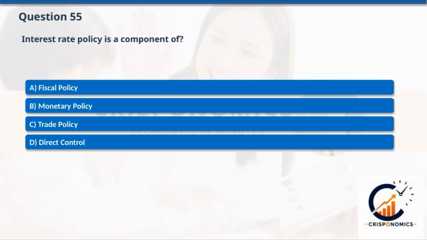Let's talk about interest rate policy. Where does it fit? Is it part of fiscal policy, trade policy, monetary policy, or direct control? Interest rates are a key tool for managing the economy, but they're not about government spending or tariffs. Instead, they're closely tied to monetary policy, the way central banks influence money supply and credit conditions. So, when we ask which category interest rate policy belongs to, the answer is monetary policy. It's all about controlling the flow and cost of money.